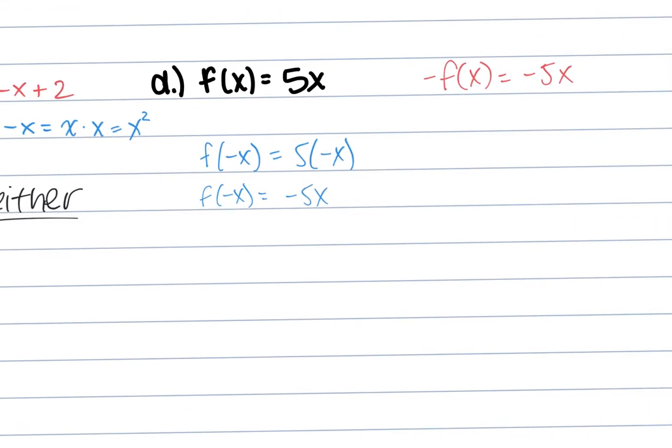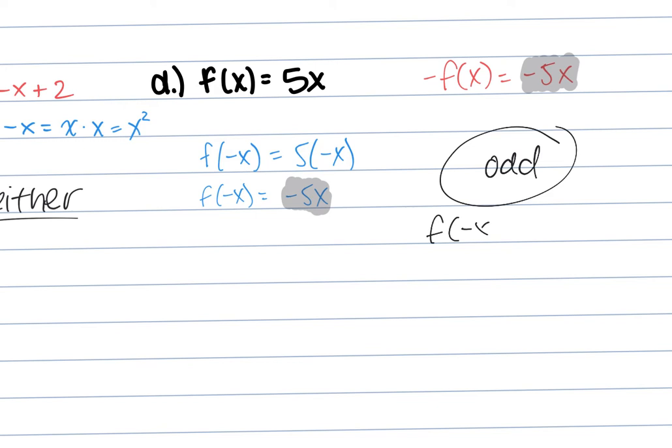Does that match the original or the negative function? Negative one. So is it even, odd, or neither? This one's odd, because f of negative x was equal to negative f of x. Okay, so if changing the sign of your x value makes your entire function negative, it's odd. If changing the sign of your x value doesn't change your function, it's even.